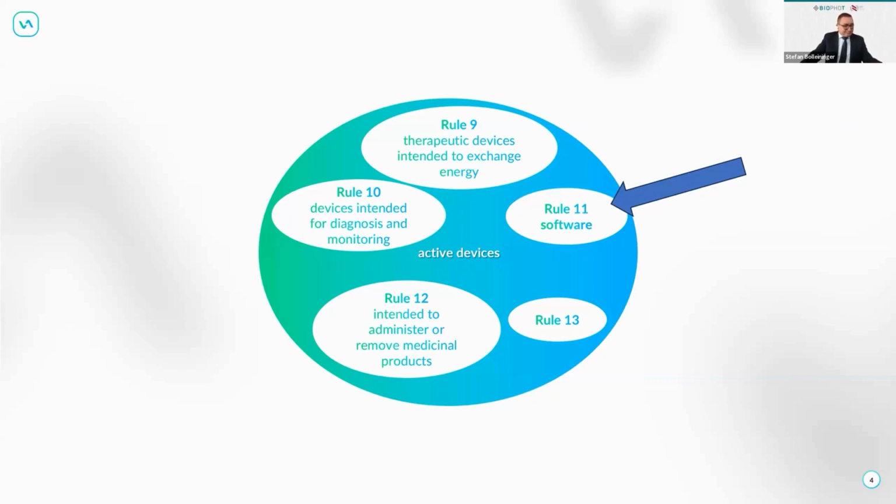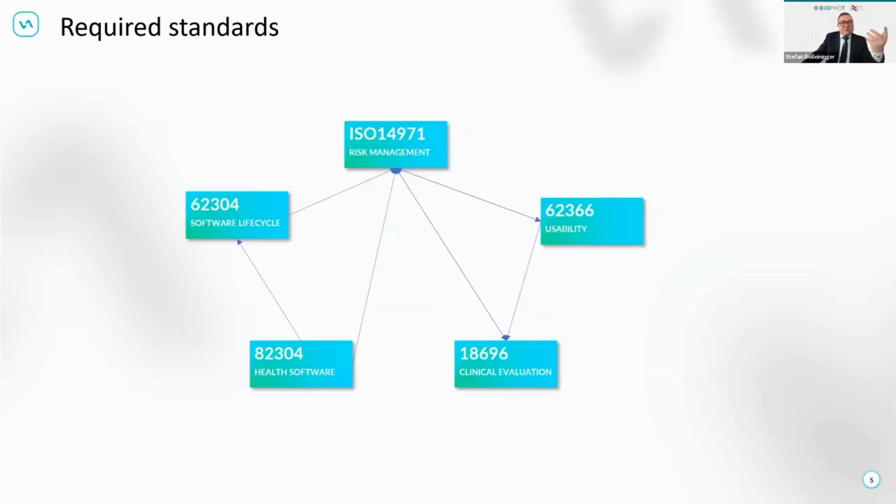All right, so after the classification, and as said, that's a bit of a difference with a particular software than with a physical medical device, we run into the required standards. I have here the 5 main standards: ISO 14971, EN 62304, EN 62366, EN 82304, and the 18969 with the particular clinical evaluation part.